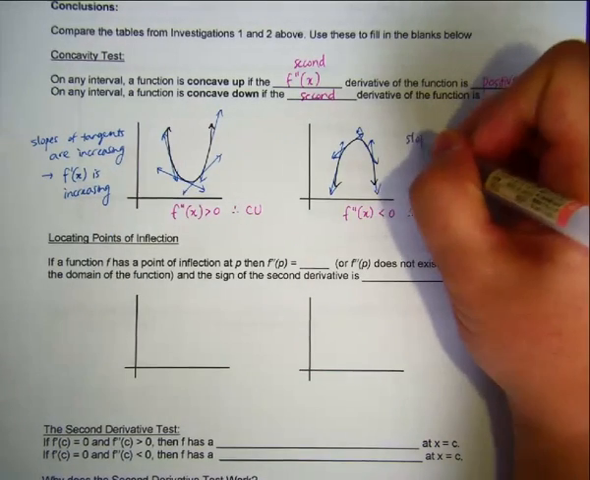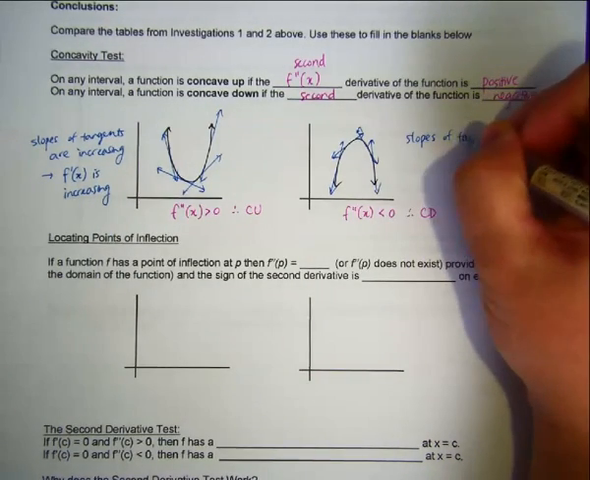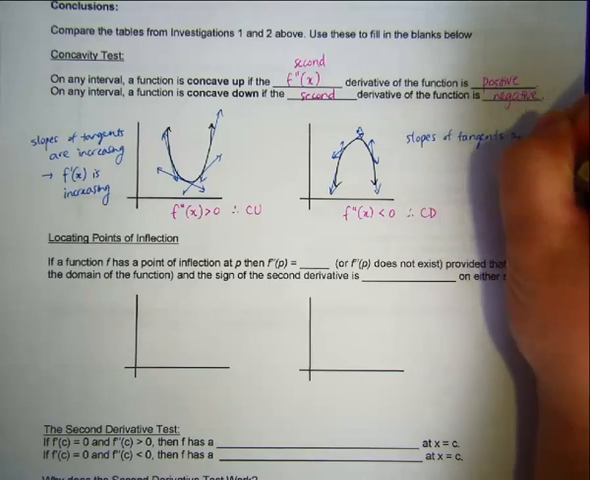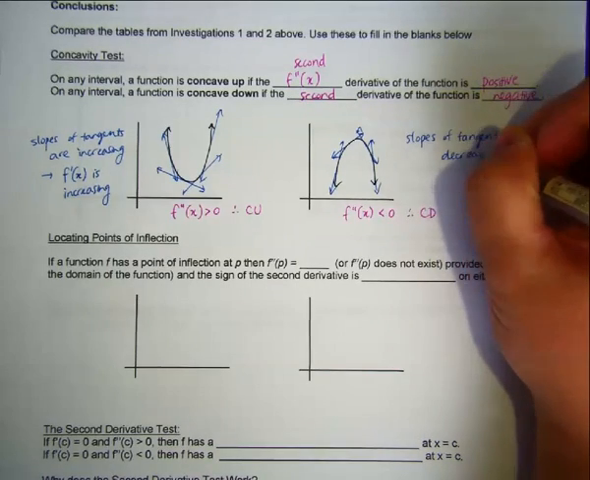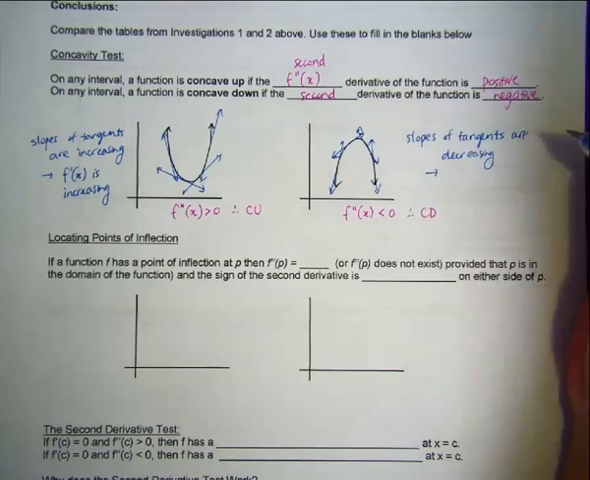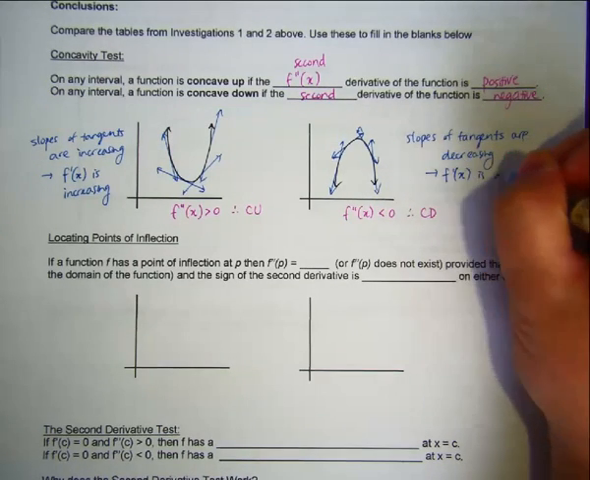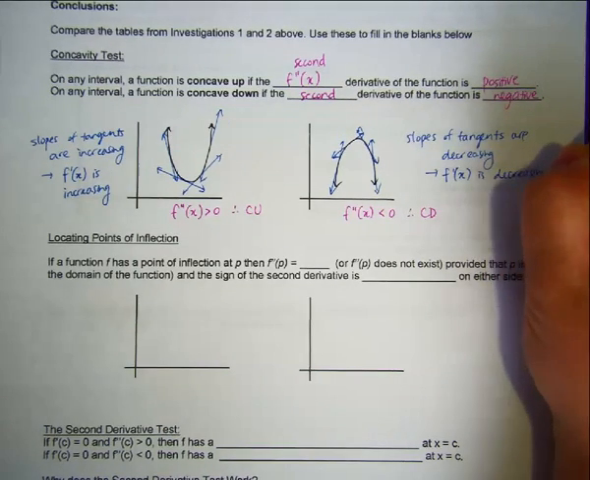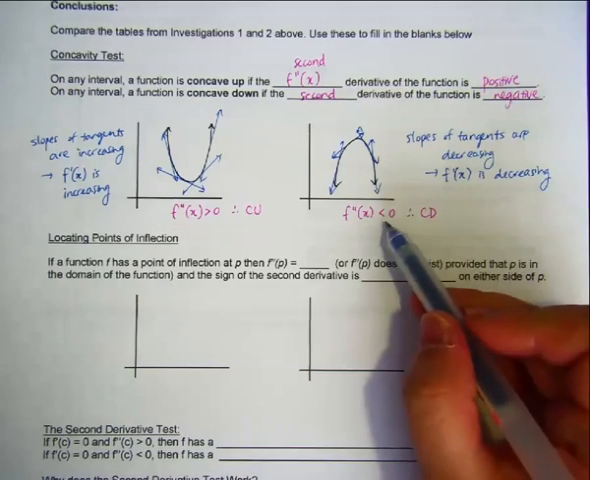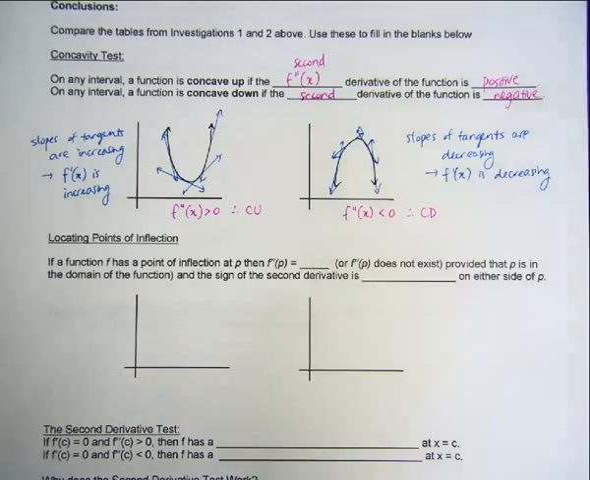And then when the slopes of the tangents are decreasing, then the function is concave down because this means that the first derivative is decreasing. And therefore, the second derivative is negative. So there's that connection.